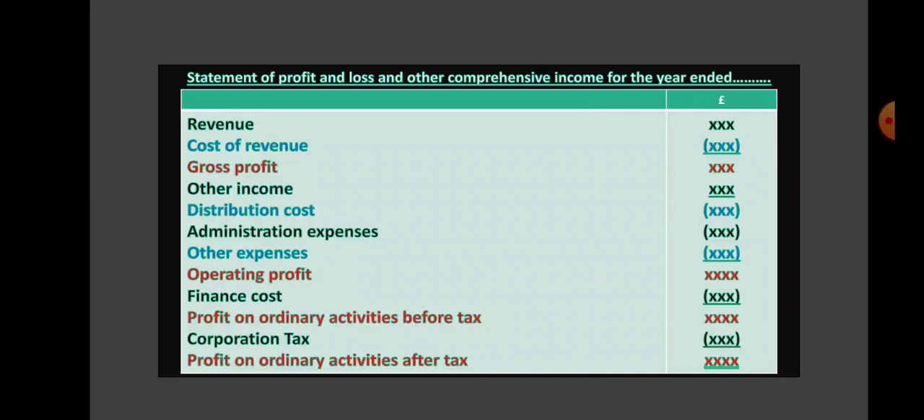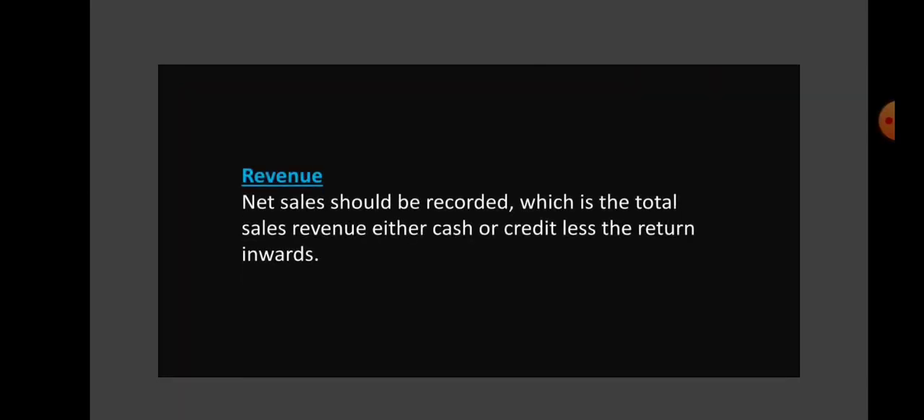Now let us go to the workings that we have to show in order to prepare this statement. First, revenue. Revenue will be calculated as the total sales revenue, either from cash or credit, less the return inwards. In short, we have to show the net sales revenue figure. The next is the expenses relating to the factory, which means the cost of revenue. As I told you, cost of revenue can differ for a trading organization and a manufacturing organization.